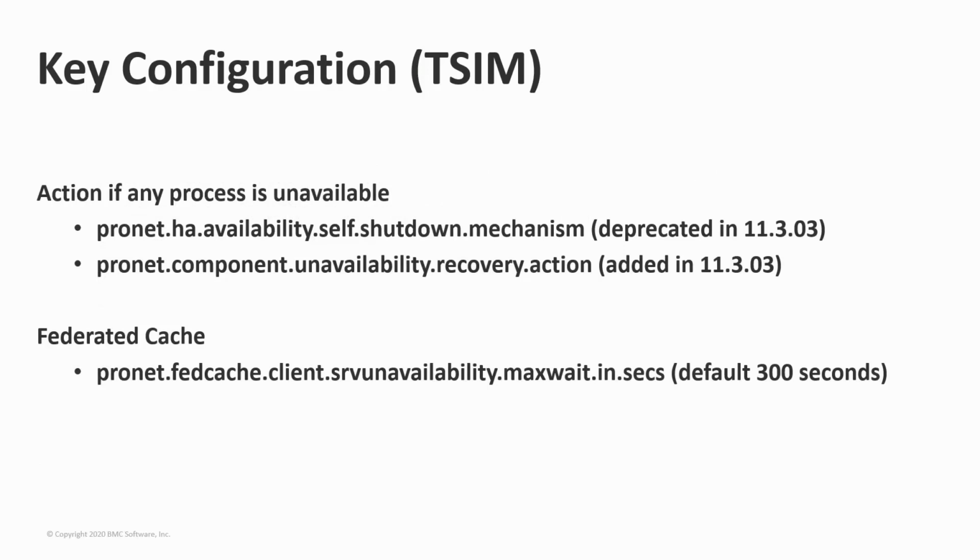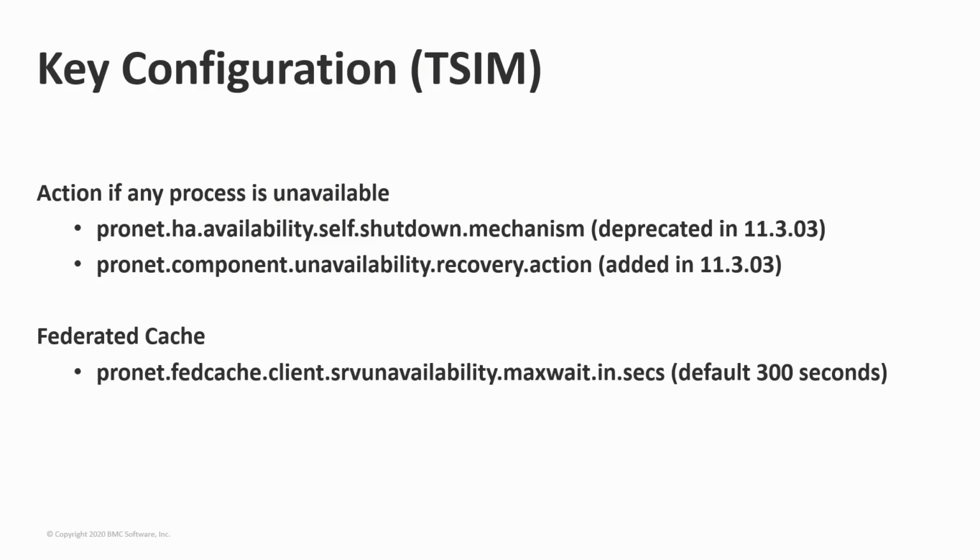The action if any process is unavailable parameters control the action to take on the TSIM if a component has been deemed as unavailable, i.e. a TSIM process has gone down. The first parameter is now deprecated in version 11.303. For prior versions, it had a default value of shutdown. As soon as a process goes down on the primary, then the server is shut down, allowing the secondary to become active.